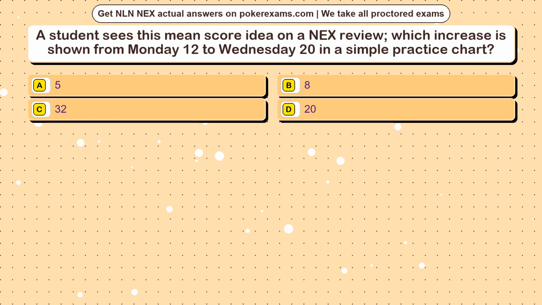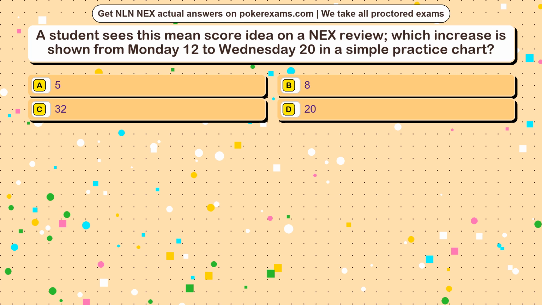Question 10. A student sees this mean score idea on a NEX review. Which increase is shown from Monday 12 to Wednesday 20 in a simple practice chart? Option A, 5. Option B, 8. Option C, 32. Option D, 20.